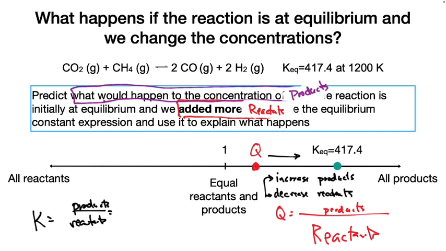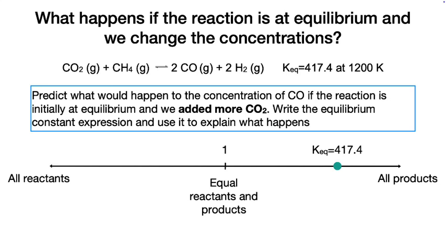Just so I'm clear, the question specifically states what happens initially at equilibrium. So is it in the wording? Let me clear all that away. What would happen to the concentration of CO if the reaction is initially at equilibrium? So we're starting at equilibrium. Here's our initial state. What happens to it when we mess it up?